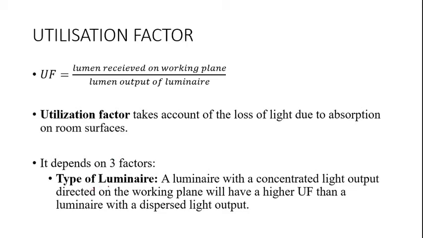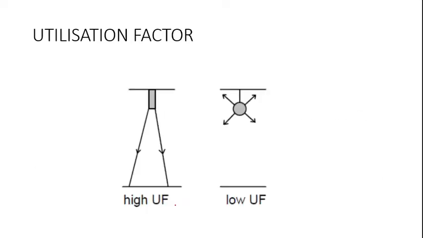The first one is the type of luminaire. A luminaire with a concentrated light output directed on the working plane will have a higher utilization factor than a luminaire with a dispersed light output. That can be understood with this figure.